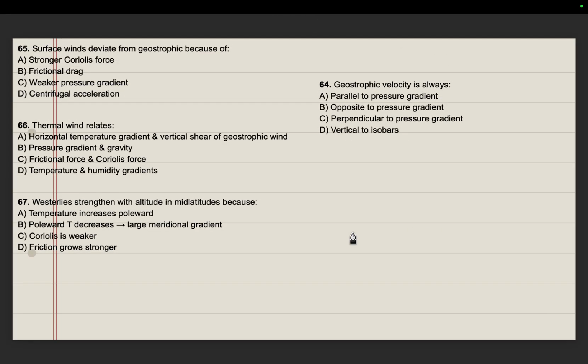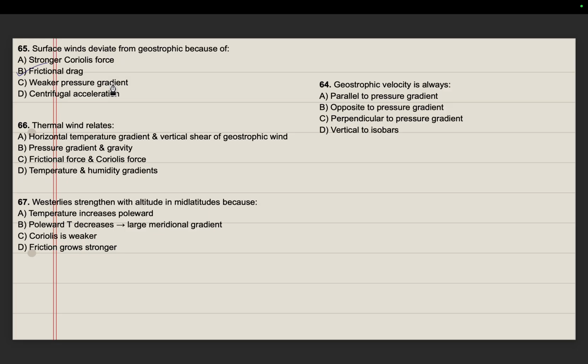Now question 65. Surface winds deviate from the geostrophic because of a stronger Coriolis force, frictional drag, weaker pressure gradient, or the centrifugal acceleration. Option B, frictional. Yes, friction is the main reason for the surface winds' deviation.